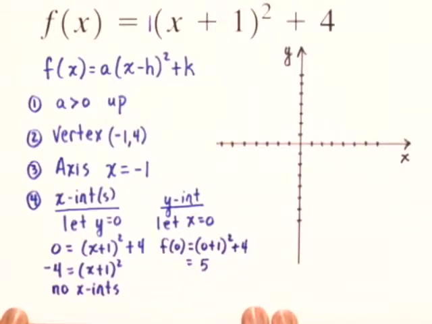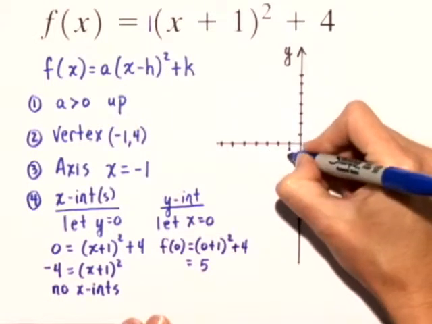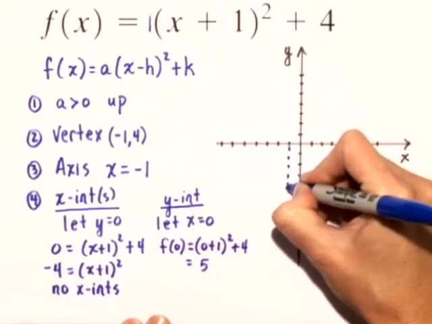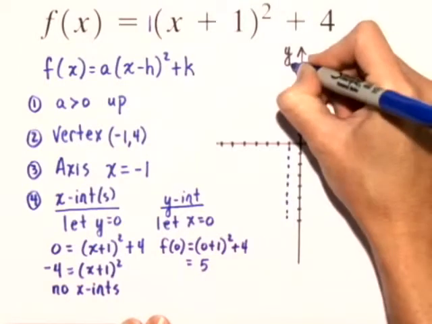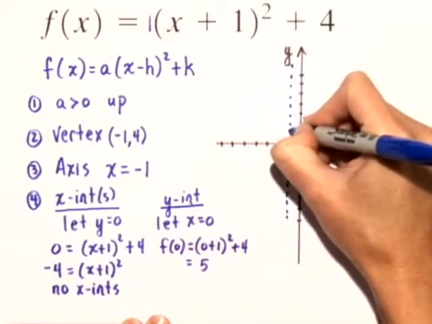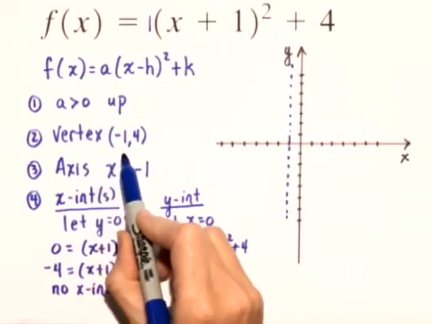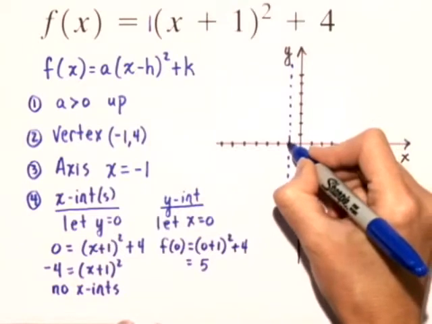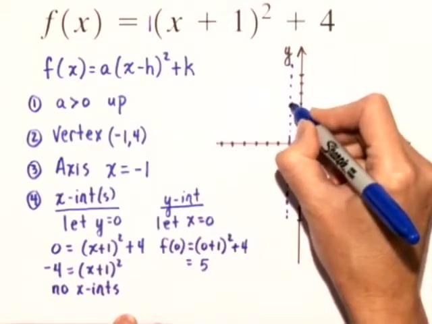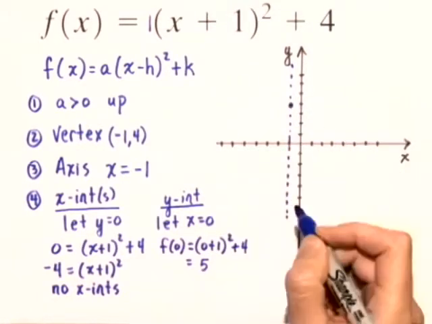Now we can sketch a graph of this quadratic function. So, first of all, we know the axis of symmetry is the line x equals negative 1. So that's just a vertical line going through the x-axis at negative 1. And we know that the vertex is negative 1 comma 4. Negative 1, 4 lies on the axis of symmetry.